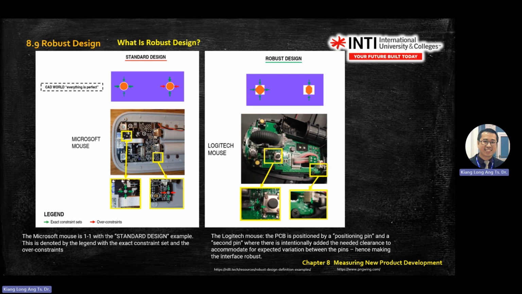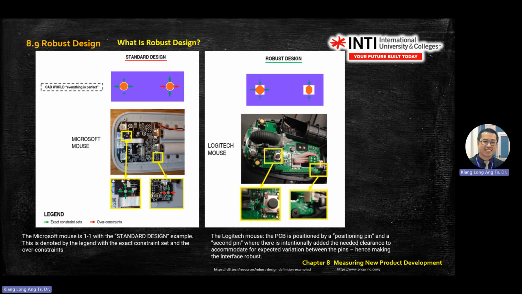Okay. So what do we mean by these two designs? Standard design on the left is a fixed location. It means if you are off 1 mm to the left, you cannot fit. Like for example, the mouse, the hole for the IC chip, these two holes here, right? This hole and this hole, they must fit precisely.